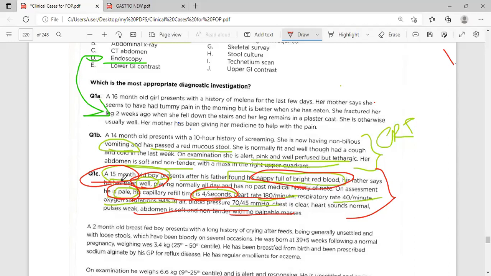Meckel's diverticulum. Yes, this is the case of Meckel's diverticulum. So what is Meckel's diverticulum? In fetal life, we have certain structures that disappear after birth. Like in the heart, we have foramen ovale, ductus arteriosus, ductus venosus. In the GIT, we have a duct known as the vitellointestinal duct. That is supposed to disappear after birth. Let me show you a picture from my class.